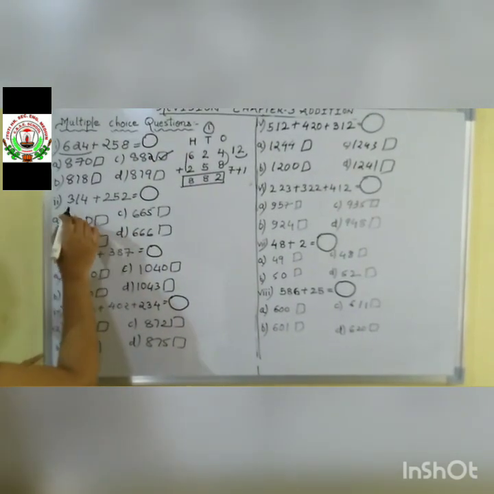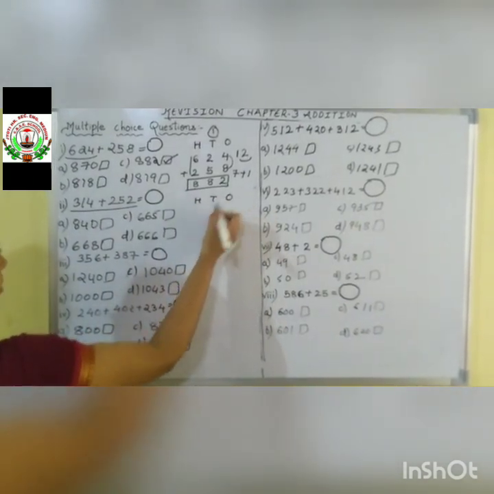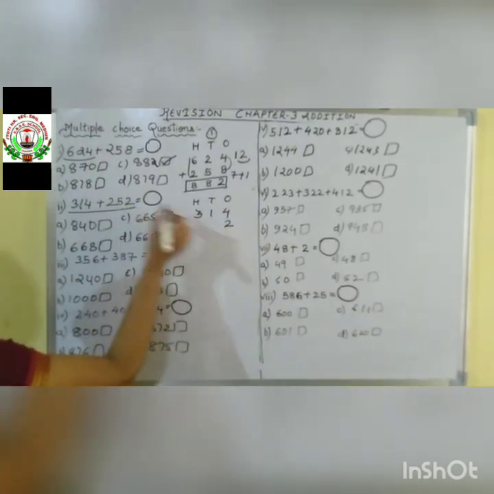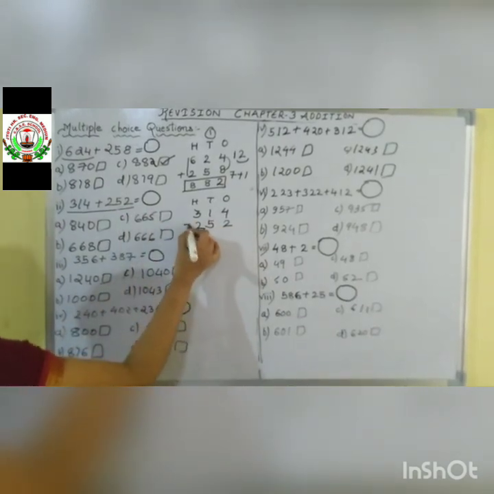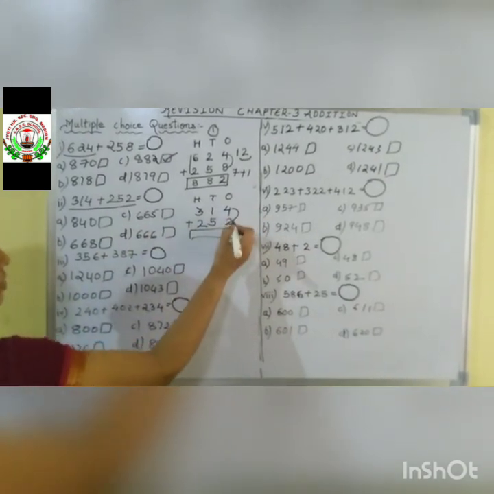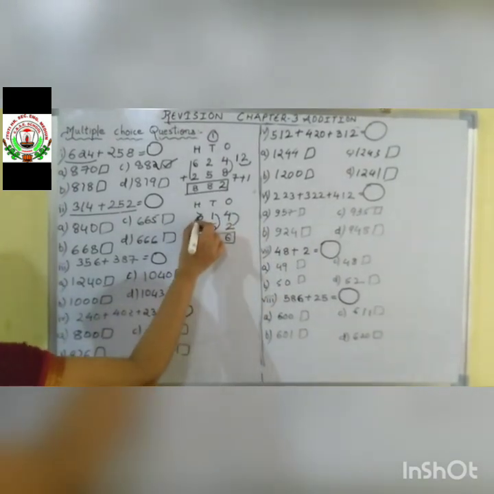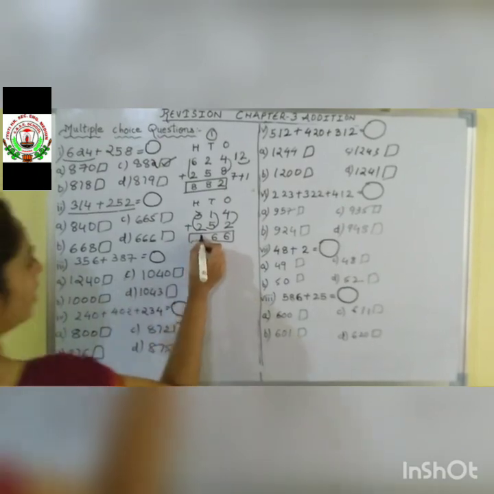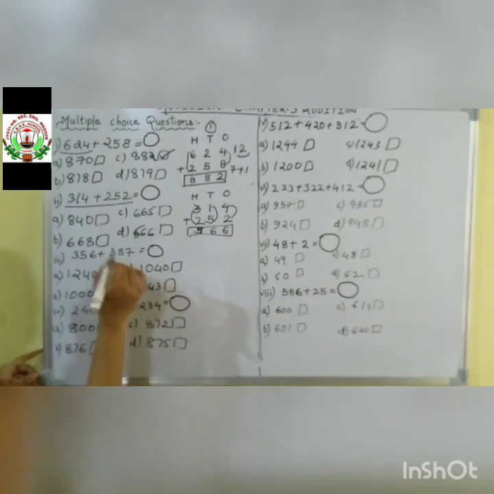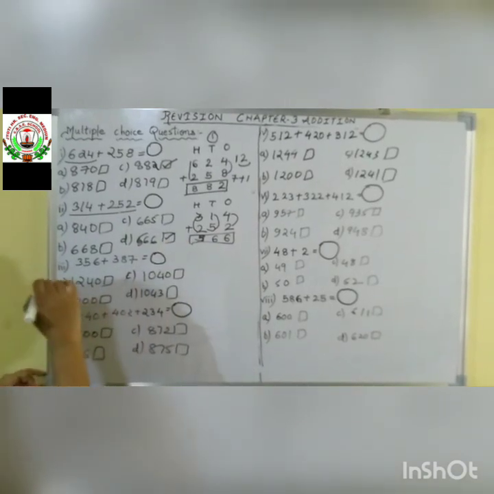Put a tick mark like this. Next question, 314 plus 252. Hundreds, tens, ones: 3 1 4. Then second number 2 5 2. Let us do the addition. Ones place, then tens place, then hundreds place. 4 plus 2, children, 6. 1 plus 5, again 6. 3 plus 2, it is 5. If we see the options, 566 is in option D, we will put a tick mark like this.